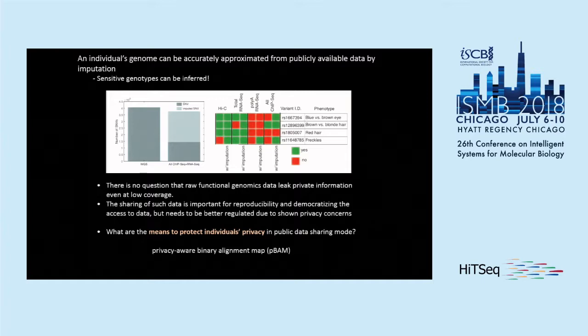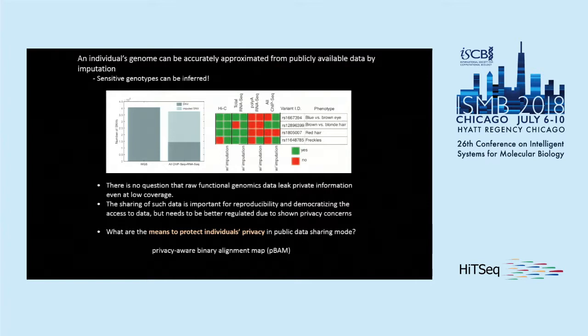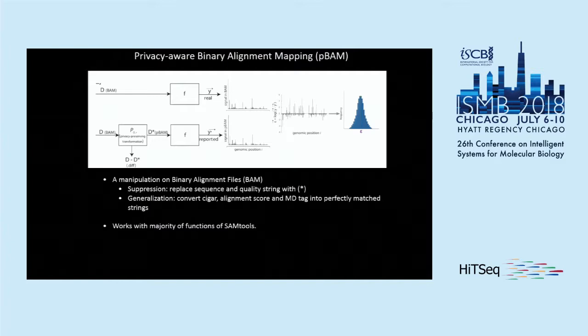But we believe that the sharing of such data is very important for reproducibility and for the advancement of biomedical data science. So we came up with some means to protect individuals' privacy while being able to share this data publicly. We created a file format called privacy-aware binary alignment map, PBAM, based on the known BAM and SAM file formats. Basically, we use suppression and generalization for certain columns of the BAM files that you don't need for the quantification of gene expression, for example. They are just there because you get them from the aligner or the mapper. So you can suppress or generalize these columns, and you can still quantify transcription factor binding or gene expression.